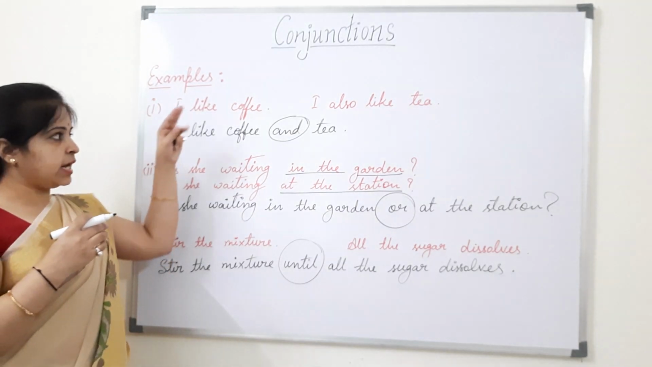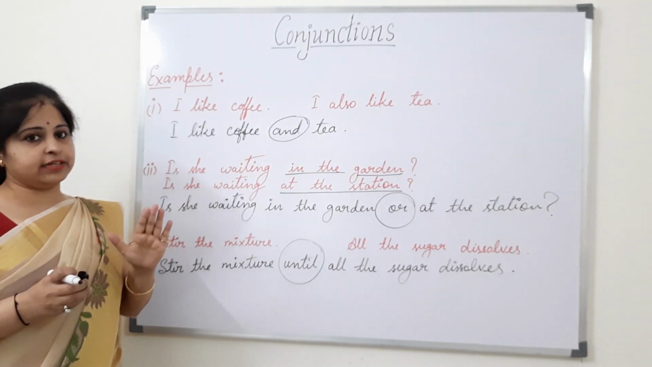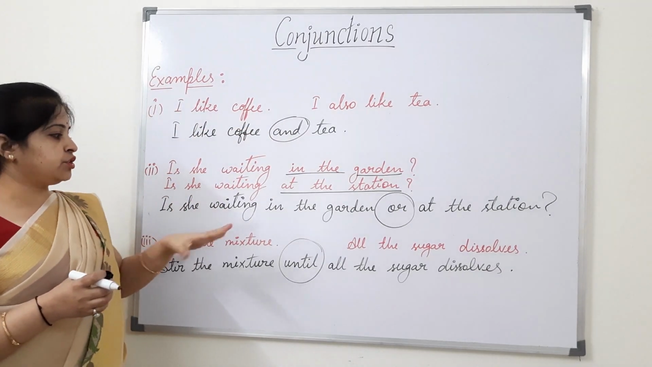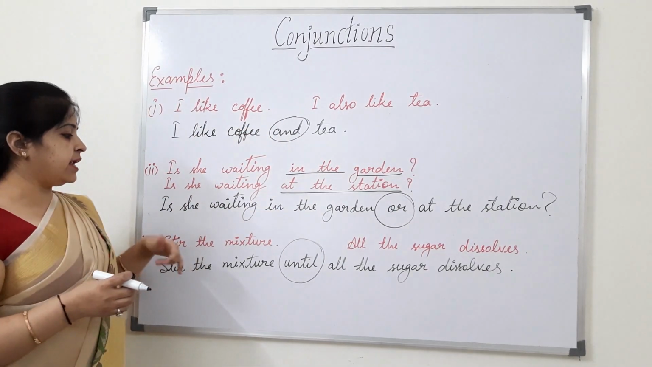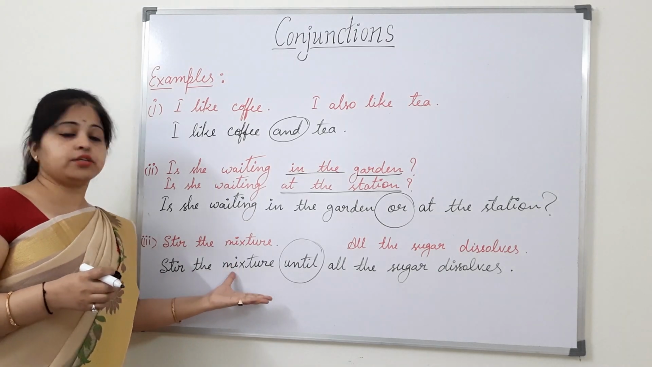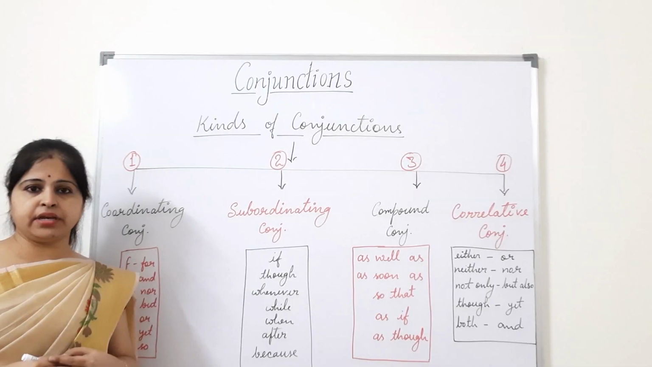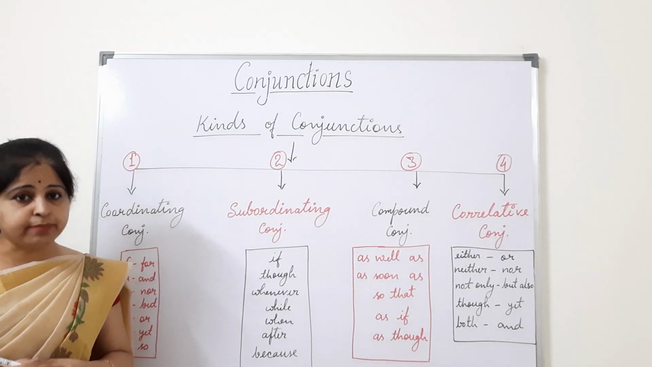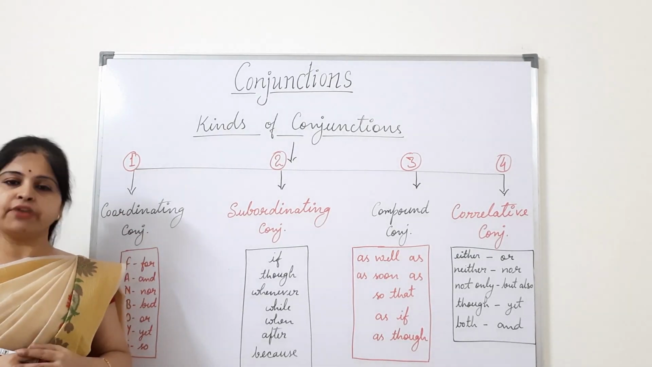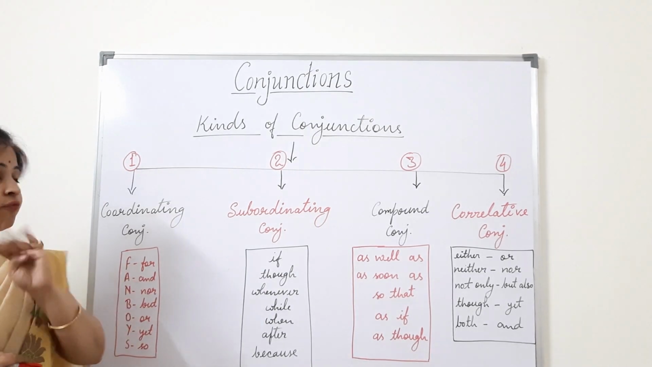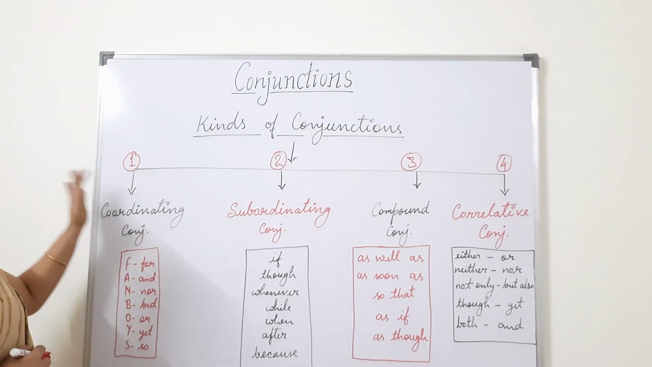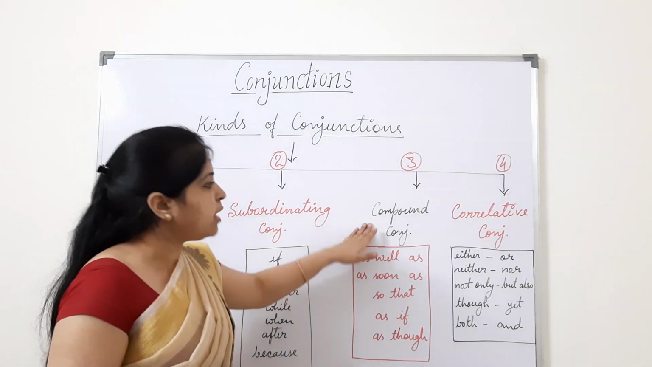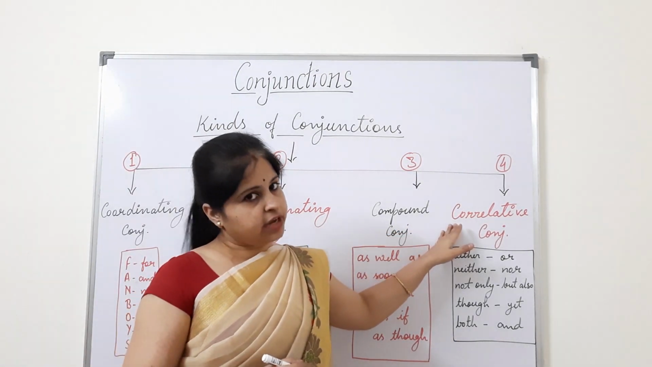Okay, so now you are very much clear how conjunctions join words, how they join phrases, and how they join clauses. So children, now we know what conjunctions are. It's time to practice different kinds of conjunctions. There are 4 kinds of conjunctions: coordinating conjunctions, subordinating conjunctions, compound conjunctions, and correlative conjunctions.